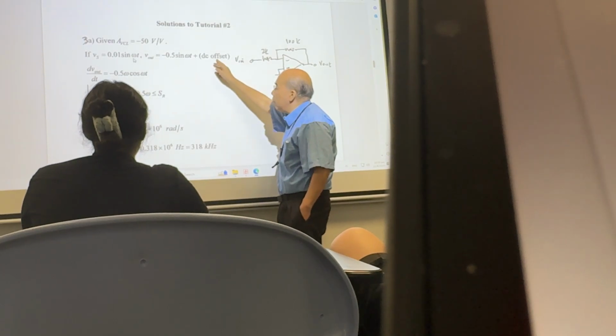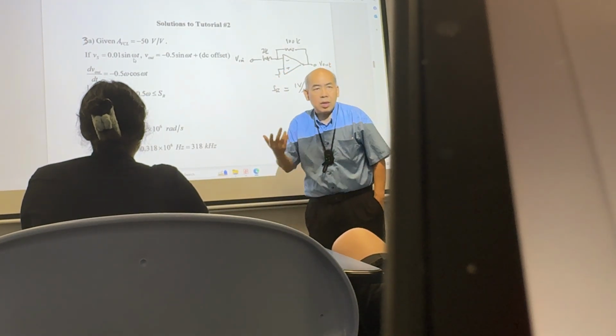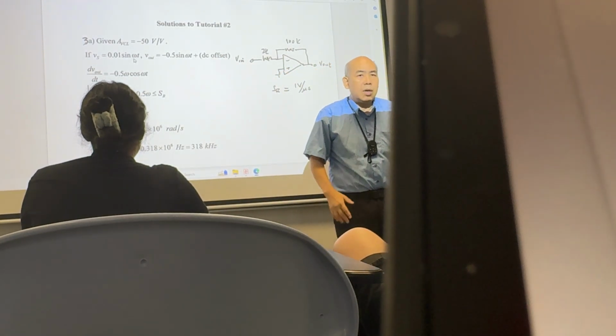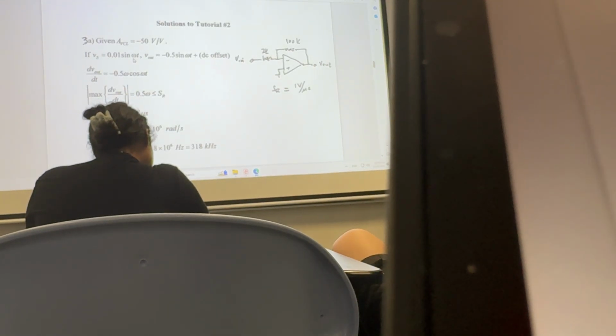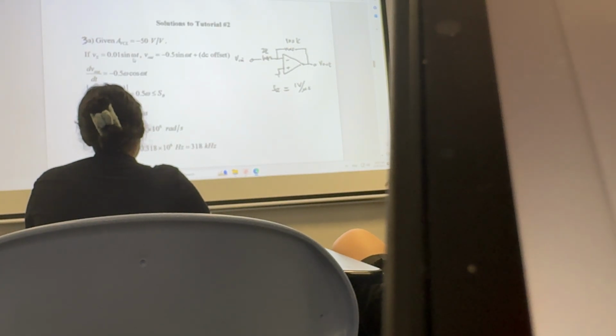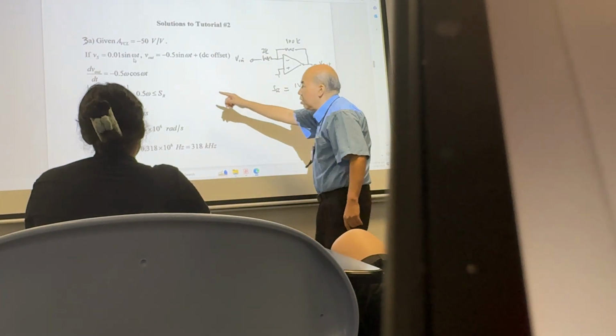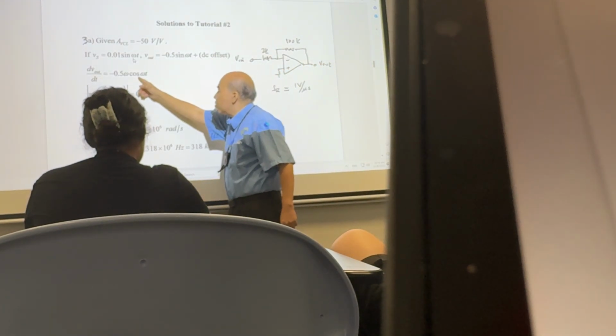Now, although your output may have some DC offset, right? Just for example. But the slew rate is related to rate of change, AC, right? Nothing related to the DC. So when you differentiate, right? The DC term, the constant, is 0. Don't care, right? Don't care. So when you differentiate, you have omega cosine omega t.